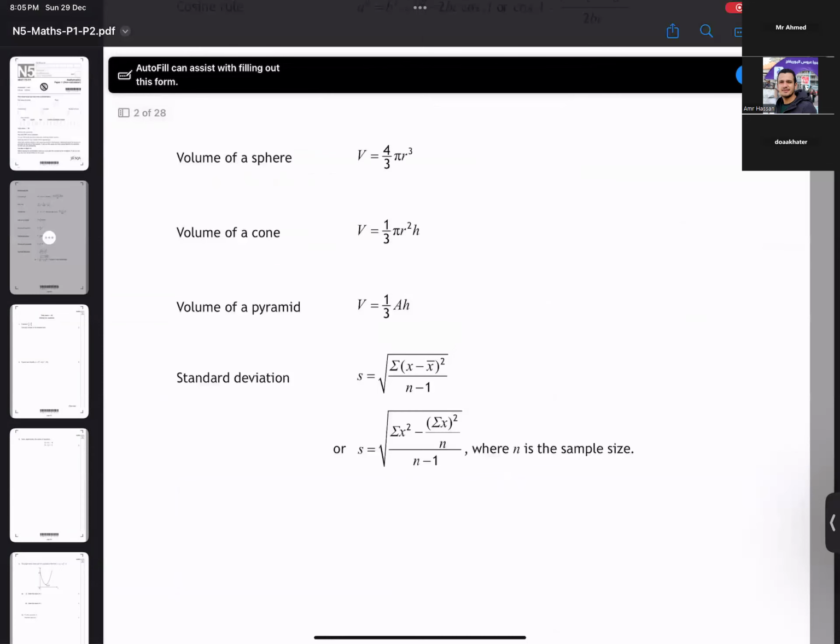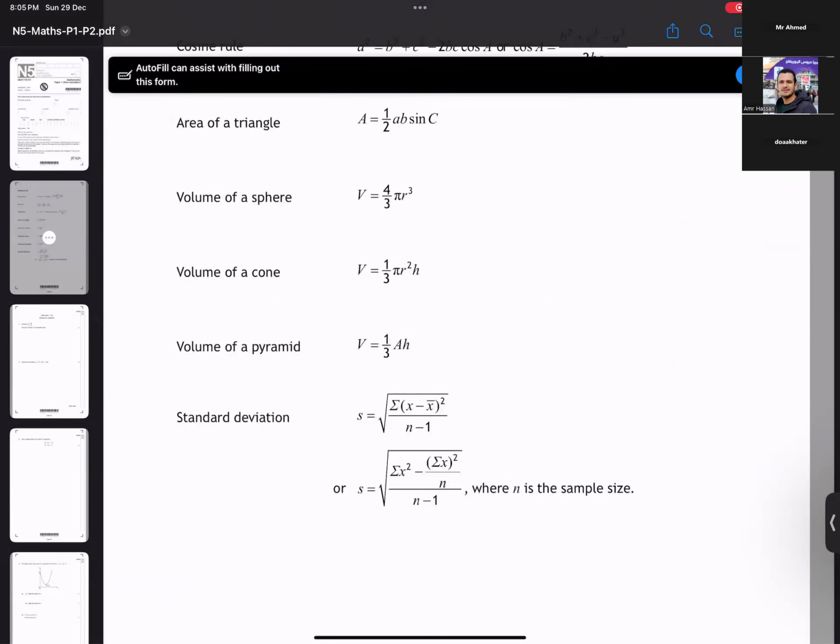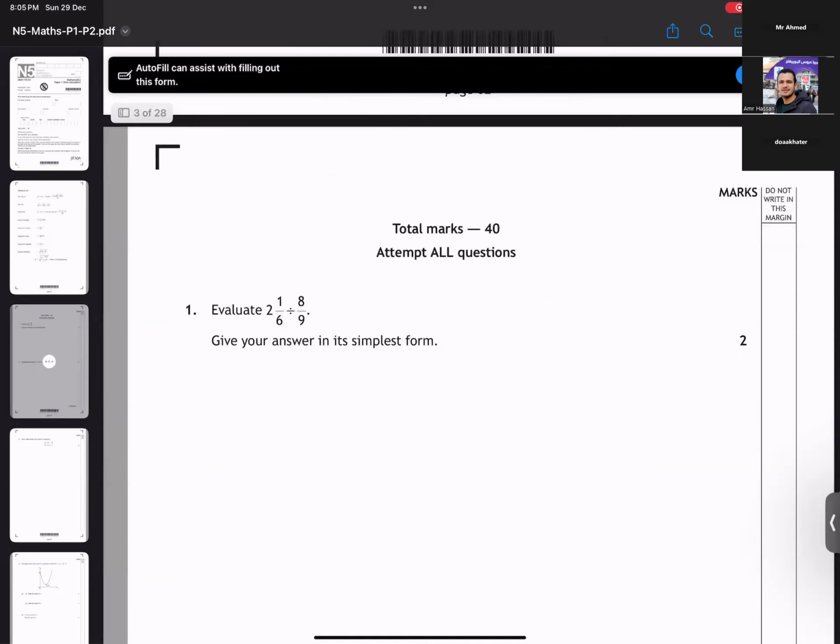Those rules help you to get the answer. So let's get started with the first one.